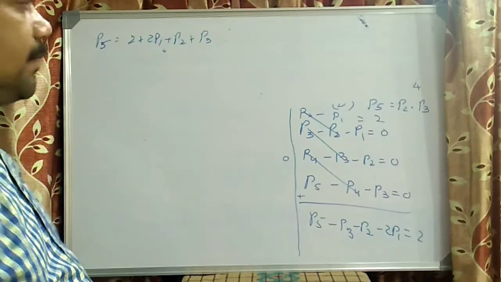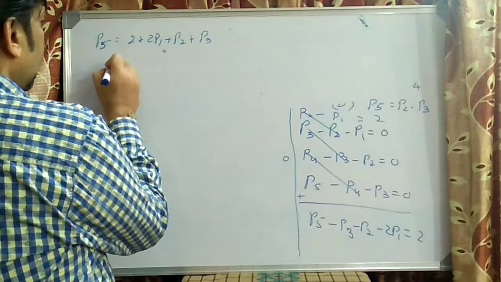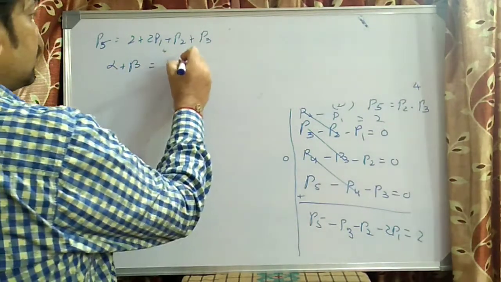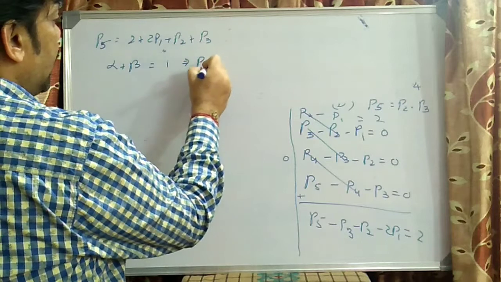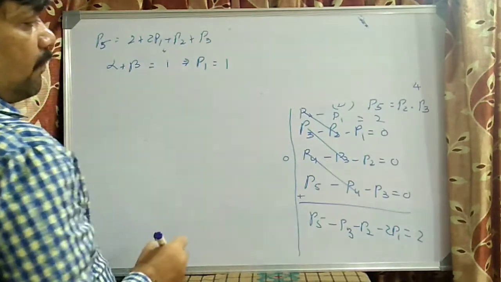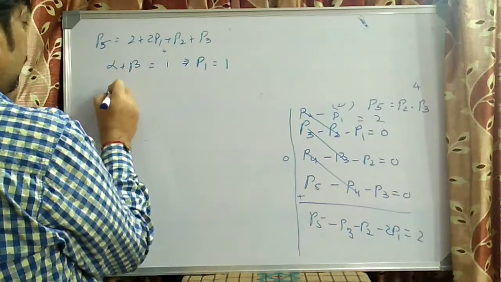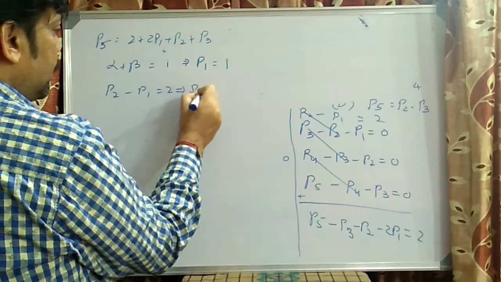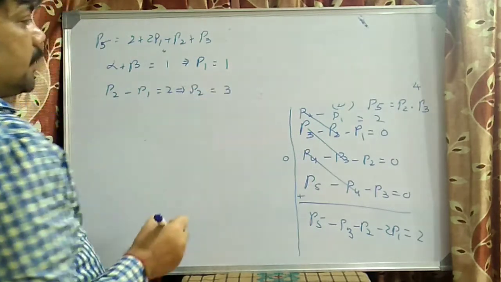From the beginning, I am starting again. So very clearly alpha plus beta, from the given equation it is 1. So that implies P1 is equal to 1. The next one is P2 minus P1 is equal to 2. Very clearly P2 is equal to 3.